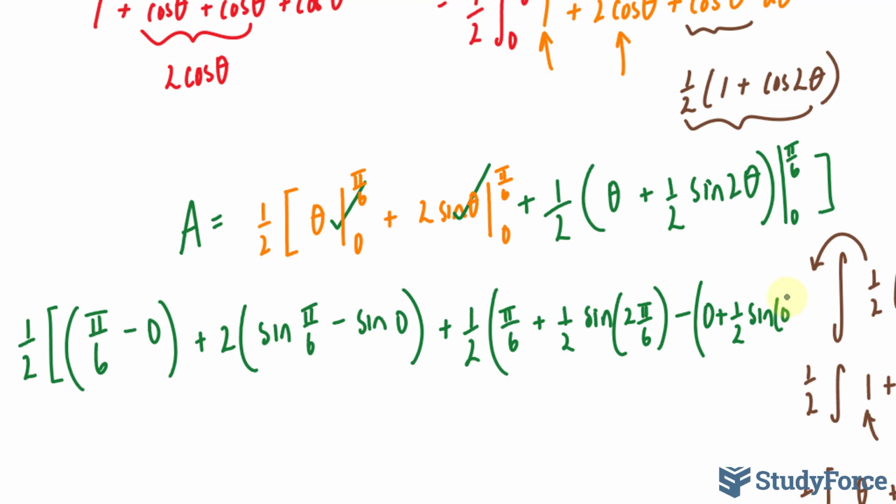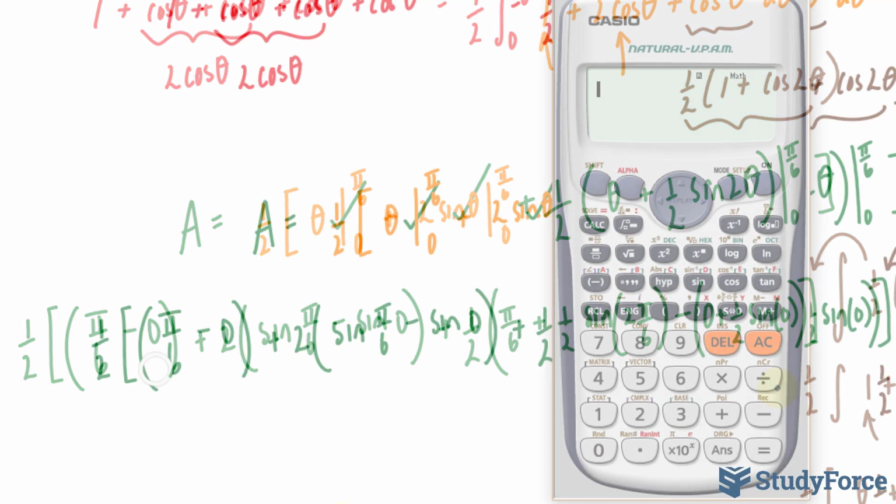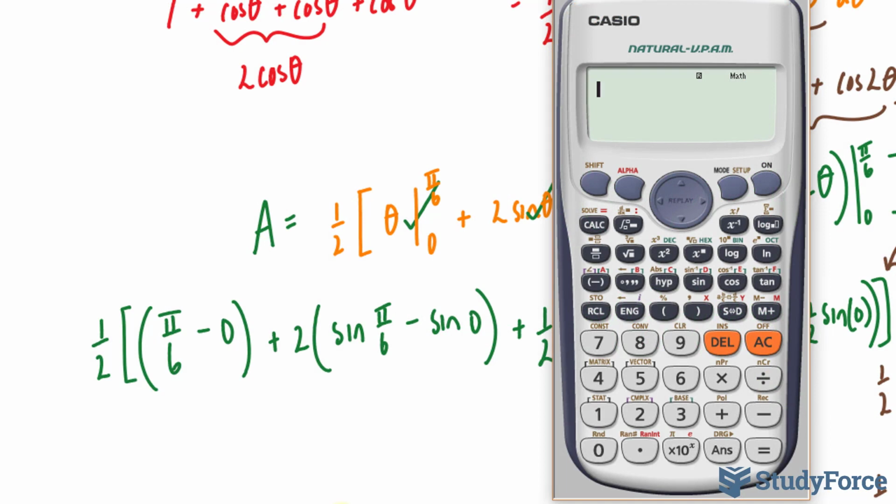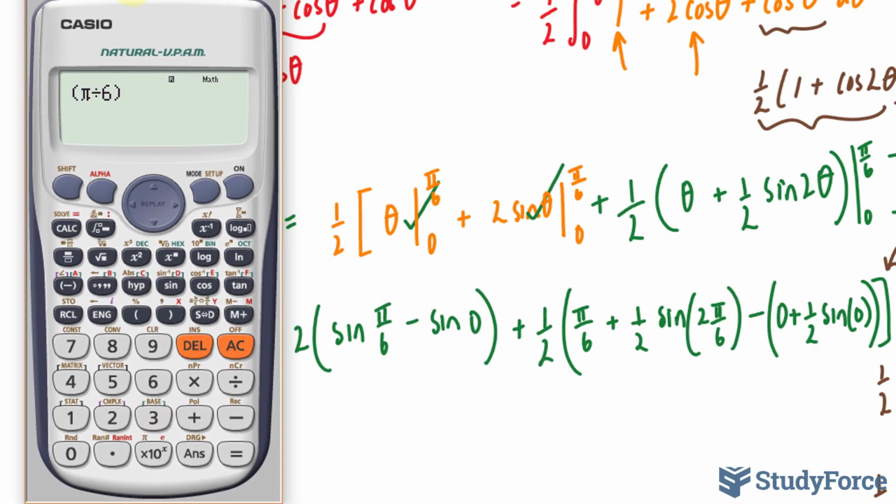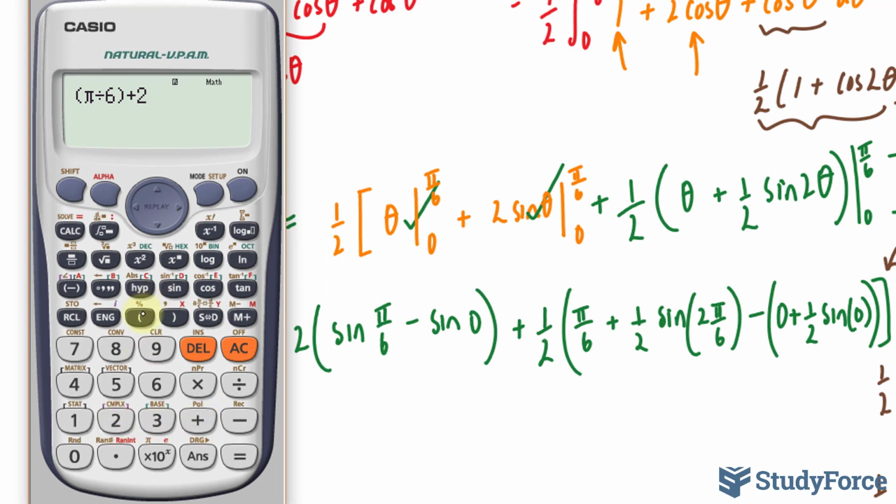sine at 0. Using my calculator, I'll start over here, and whatever I get within this bracket, I'll multiply by half. So I have pi over 6 minus 0 is the same thing, plus 2 times sine pi over 6. Make sure that your calculator's in radians. Mine is. Minus sine 0, which is also 0, but I'll place it in here.